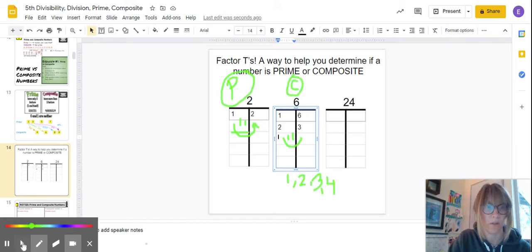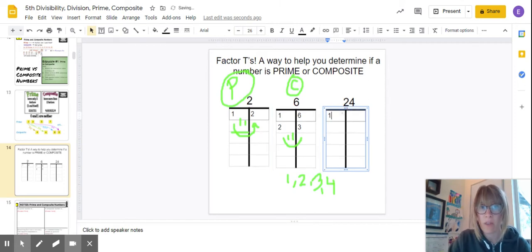All right, what about 24? If we go over to 24, I know that every number always has 1 and itself as a factor pair, and we find more. So then we say, if we try 2 times what gets us 24? Well, we know 2 times 12 gets us 24. So already we know it's not prime.